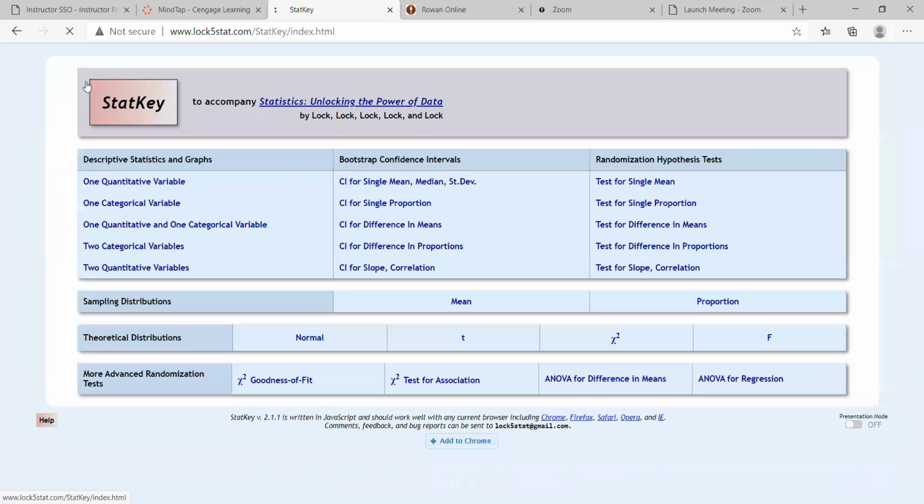Go back and let's actually do difference in means. Now, these two tests here, tests for difference in means and difference in proportions, are assuming we're comparing two groups of people or things instead of just looking at one group, one population. We're looking at two populations. Let's look at the difference of means.